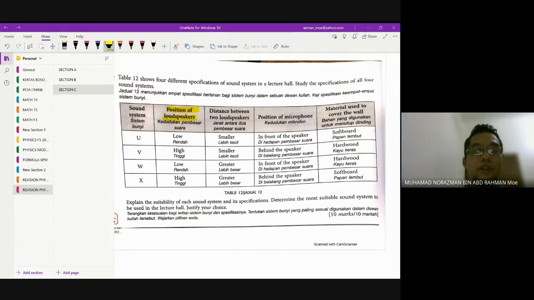So the position of the loudspeaker must be high. Why must it be high? So it can be higher than our height, so there is less obstacle.